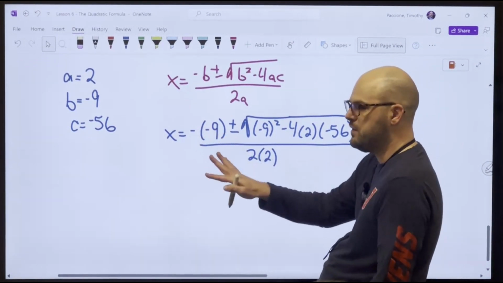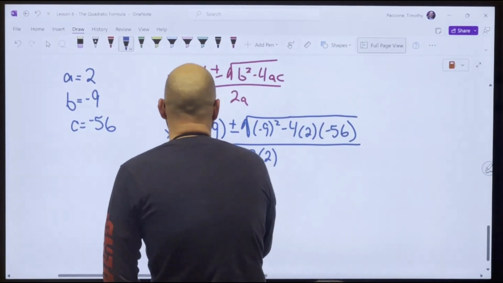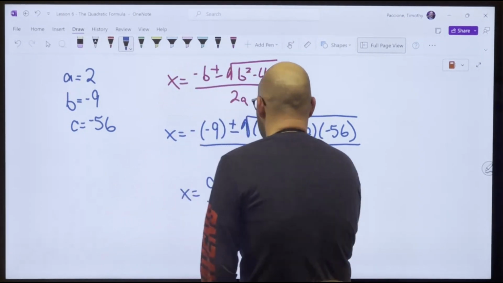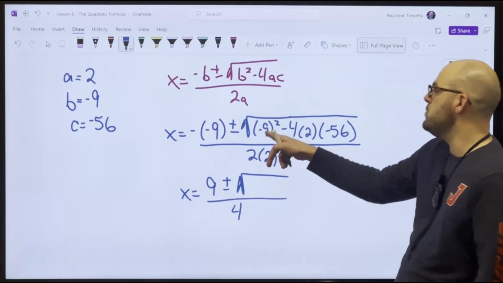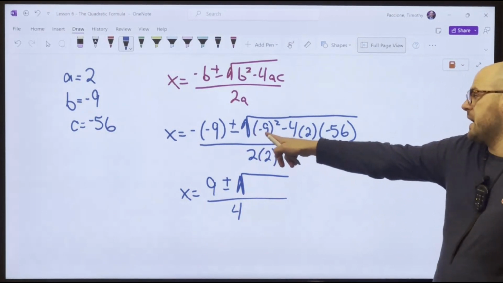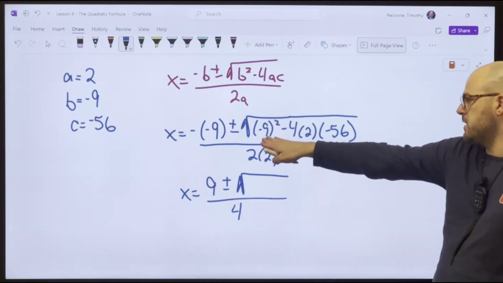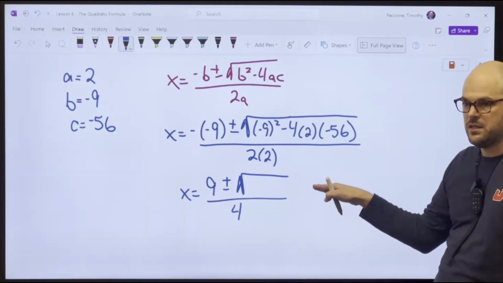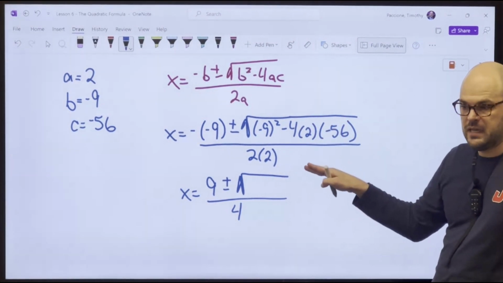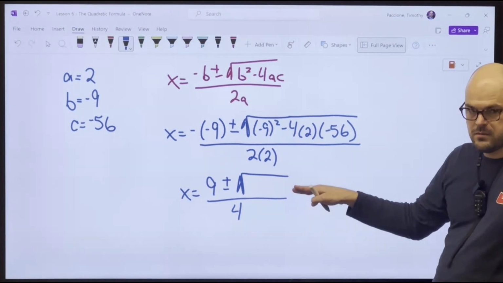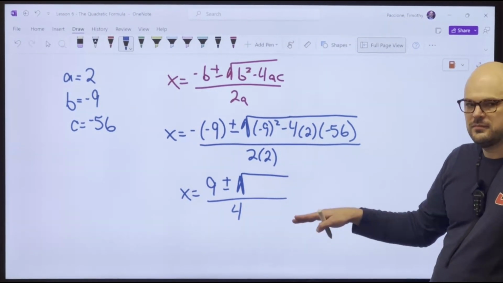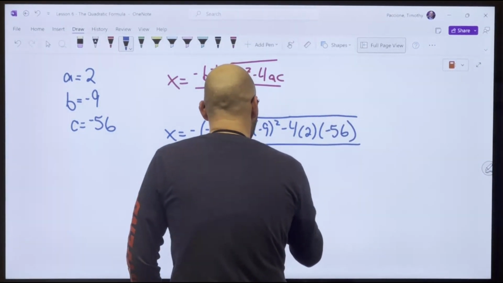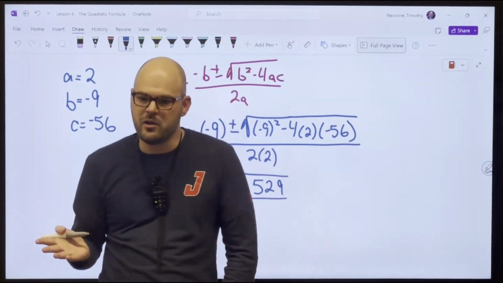All right, negative negative 9 is 9, so x equals 9 plus or minus whatever that number is over 4. Now I do that number in my calculator. Negative, parentheses negative 9 squared, minus 4, parentheses 2, parentheses negative 56. I press enter, and I get, anybody? 529. And the first thing I check for is, well, maybe I could square root 529.